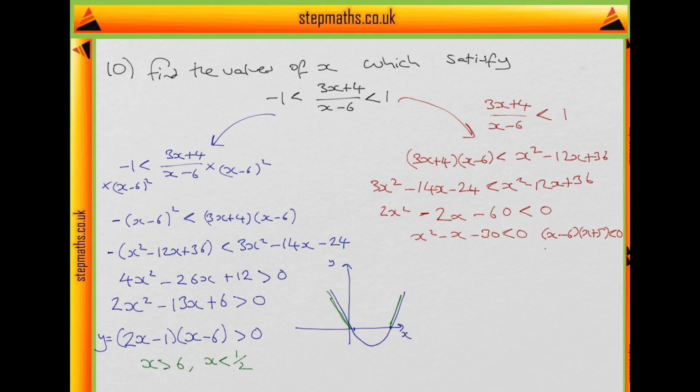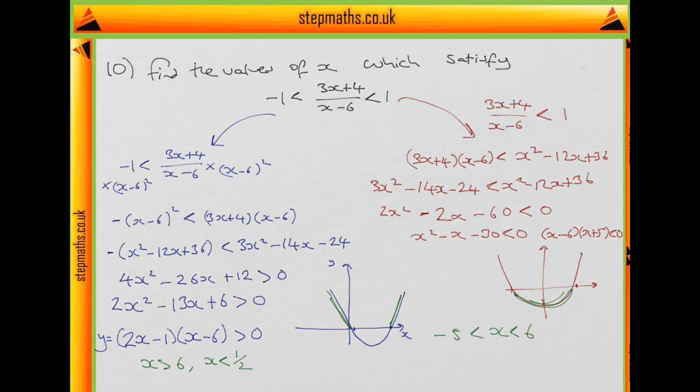So again, we can sketch this. And we see it's going to have a 0 at 6 and a 0 at minus 5. So we're going to get something along these lines. However, this time we require it to be less than 0, so we want this region here. Well, that gives us that we want x to be less than 6 and greater than minus 5.